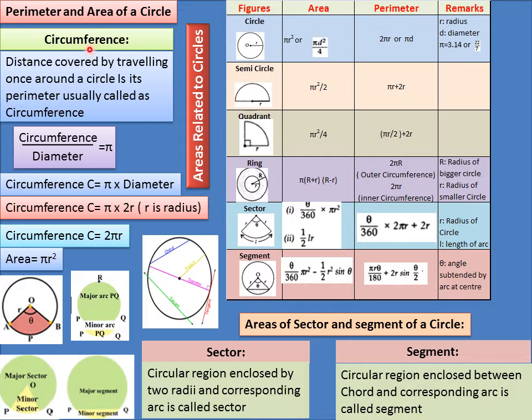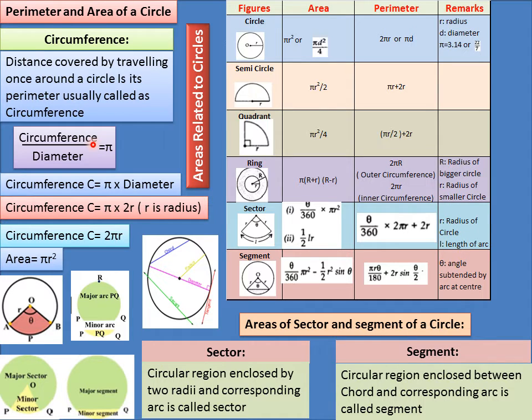Circumference is nothing but the distance covered by traveling once around the circle. It is nothing but the perimeter, but as far as a circle is concerned, the term used instead of perimeter is called circumference. So what it means, suppose I have a circle here and I start from this point and once I reach back to that point, the total distance traveled, or the length of it, is called circumference. I hope you understood what is the circumference. Circumference is nothing but the perimeter of a circle. So it is the total distance traveled once around the circle.